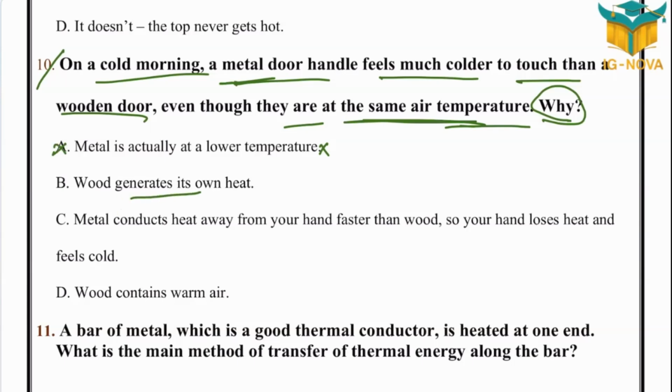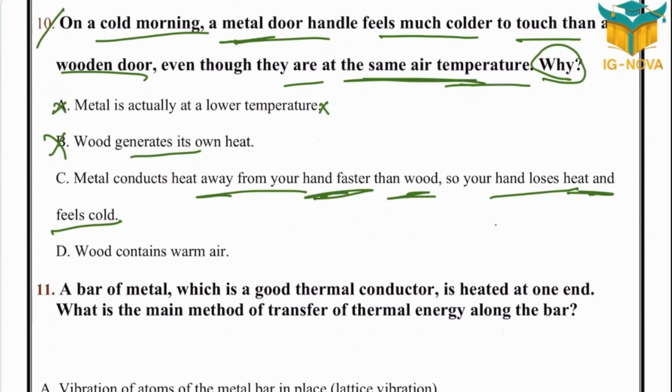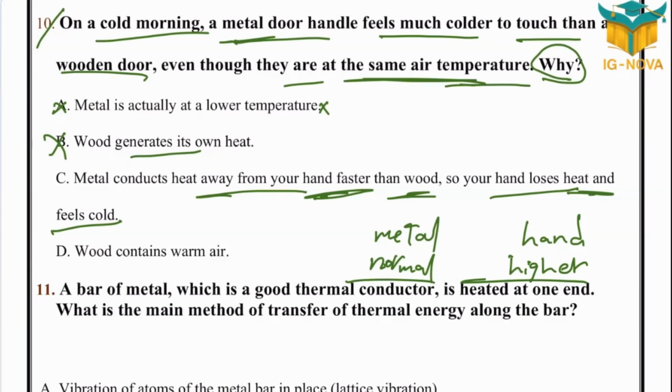Does it generate its own heat? Cannot be. Metal conducts heat away from your hand faster, so your hand loses heat and you feel cold. Just pay attention here: the metal is at a normal temperature, and your hand is at a higher temperature in the morning. Heat transfers from a hot object to a cold object, so heat will transfer from your hand to the metal.